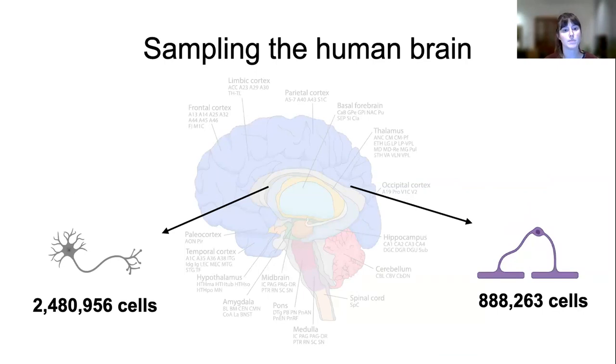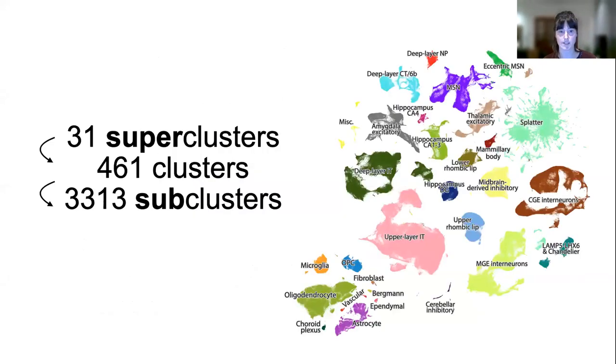We ended up with about 2.5 million neurons and about 900,000 non-neuronal cells. And we took an iterative approach to clustering the data. First, we pooled all the cells together and identified major groups in the data. These are called superclusters in our analysis, and these are shown on the t-SNE on the right-hand side here. You can see that these superclusters correspond roughly to major islands on the t-SNE, and that many of them are cell types that you'll recognize, like deep layer excitatory neurons, upper layer excitatory neurons, different types of interneurons. We took each supercluster and then analyzed it separately to produce clusters. And then we took each cluster and analyzed it separately to produce subclusters. And we ended up with about 3,000 subclusters in total.